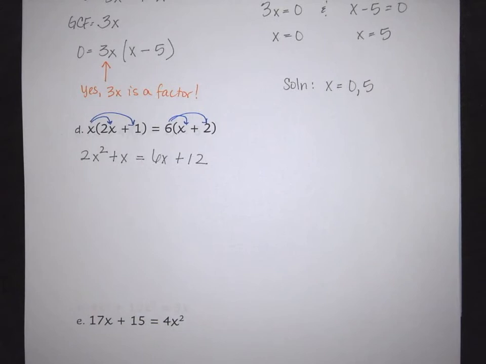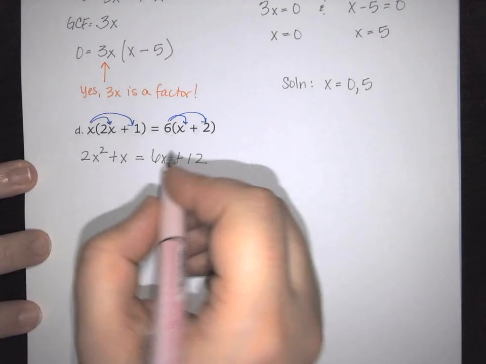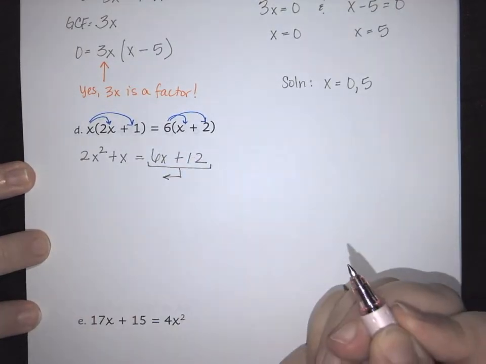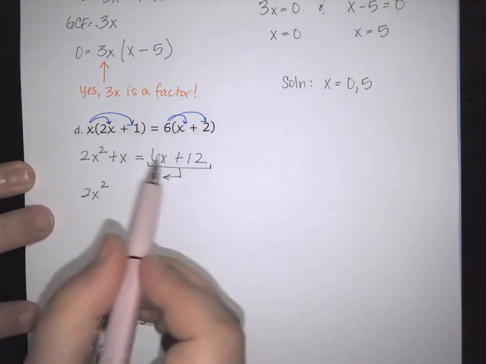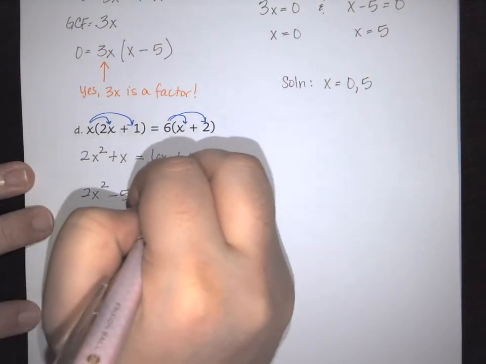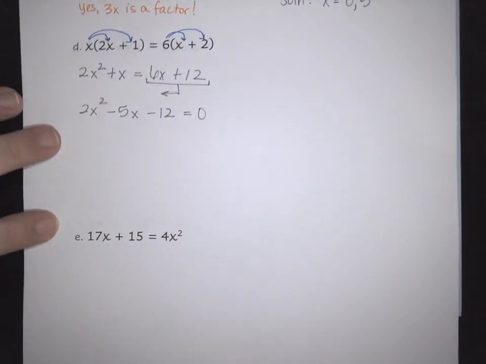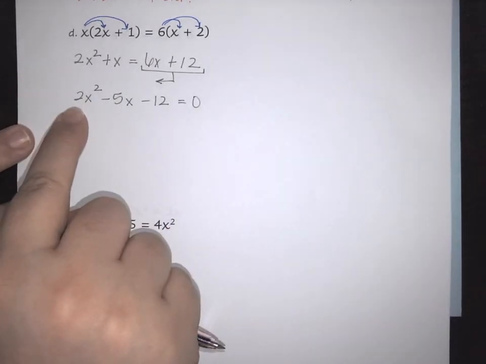Now we can go ahead and start moving things from one side to the other. So my x squared is positive. I want to keep it that way. So I'm going to take everything on this right hand side and move it over to the other. So my 2x squared stays the same. x minus 6x becomes negative 5x, and then minus 12 equals 0. Now that we have that, notice we have a trinomial. In this case, my leading coefficient is greater than 1.